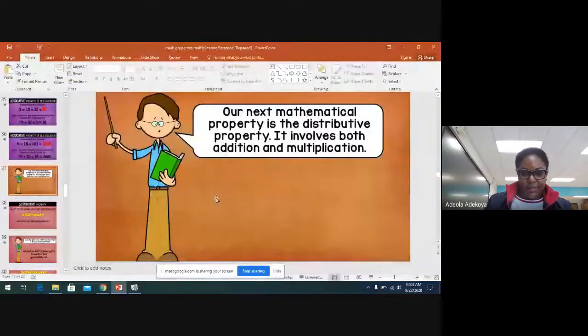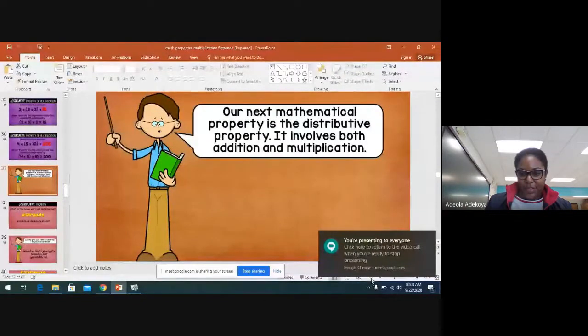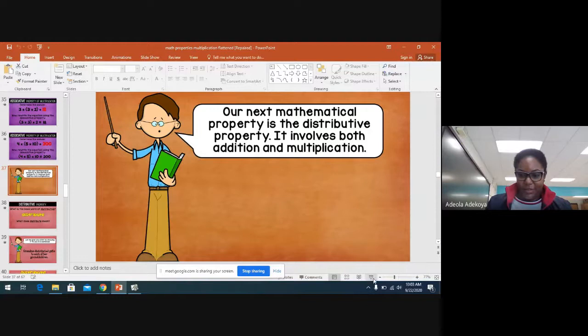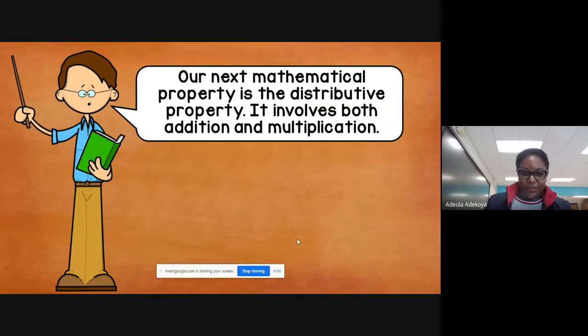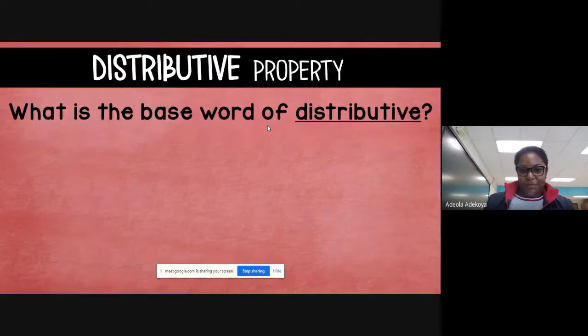Quick reminder of the commutative as well as the associative, and then we're going to focus on distributive today. That being said, I'm going to present my entire screen and place this in present mode. All right, so our next is distributive property, and it involves both addition and multiplication as well.